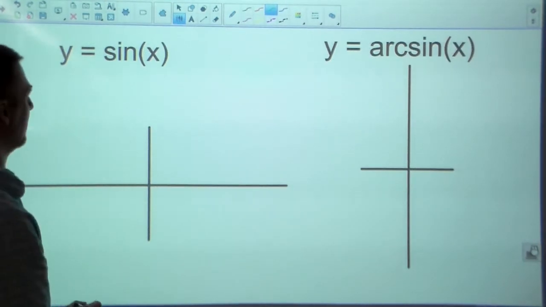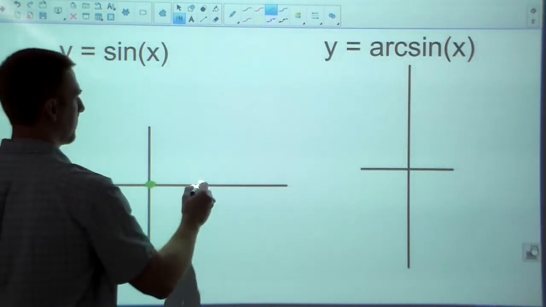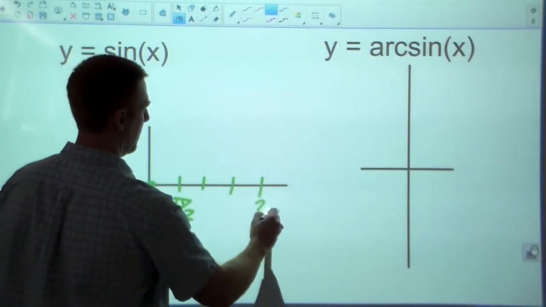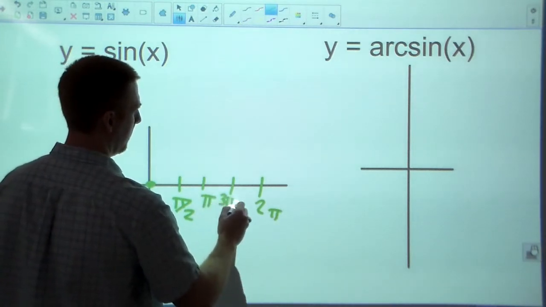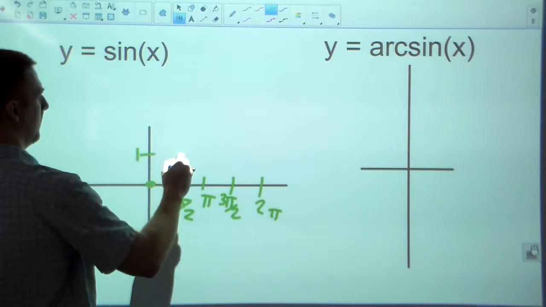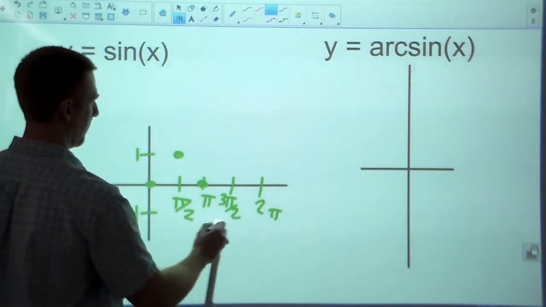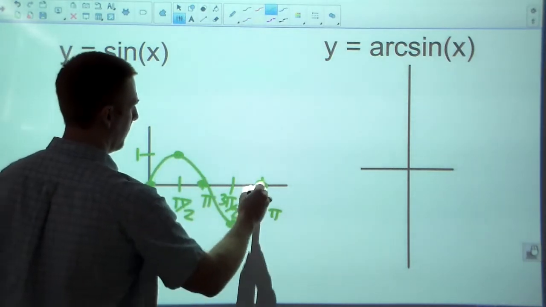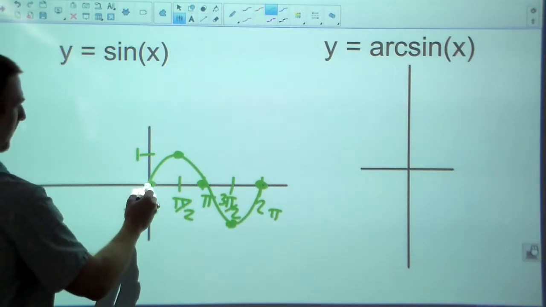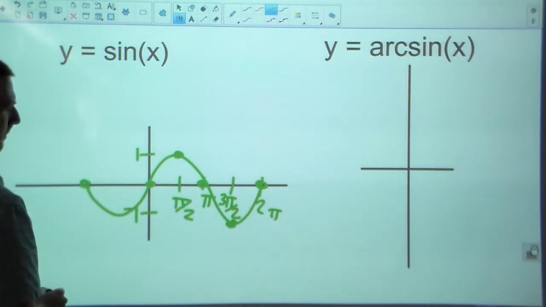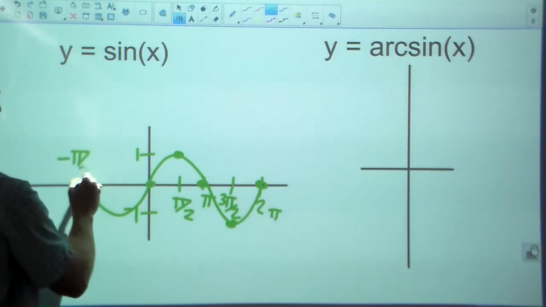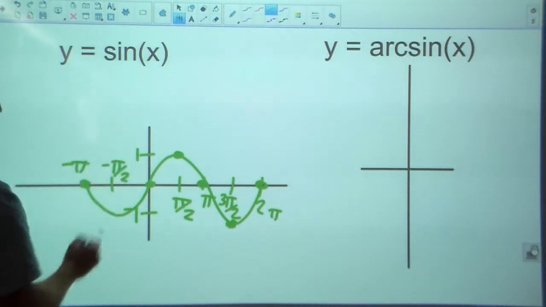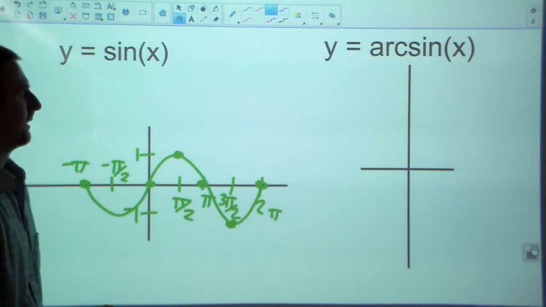So let's take a look at what sine looks like. At 0, it's 0. I'll do one cycle this way. At pi over 2, we're at 1. Pi back to 0. 3 pi over 2 back to -1. Back to 0 at 2 pi. And because I kind of know where this is going, I'm going to go back the other way as well. I'm just going to go that far. So this would be negative pi over 2, this would be negative pi, this would be negative pi over 2. And that's really all I need to get the arc function.